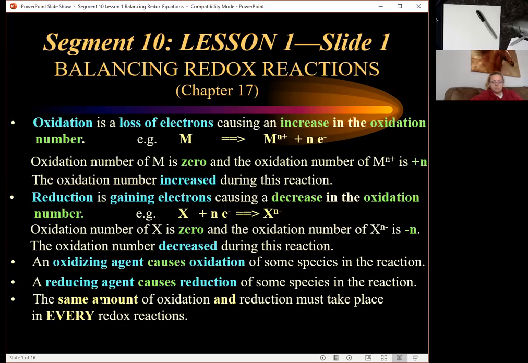In any given reaction, you're going to have both. So if one element's oxidation number increases, some other element's oxidation number has to decrease. And we call those types of reactions redox reactions, fusing together reduction and oxidation. They're redox reactions. And you have to have exactly the same number of electrons lost in the oxidation that you have gained in the reduction.